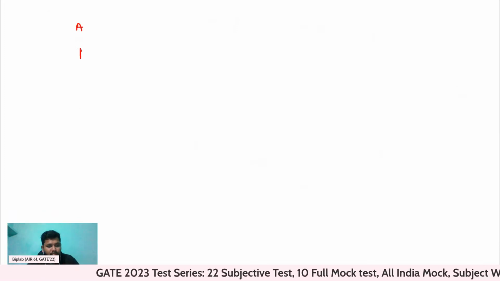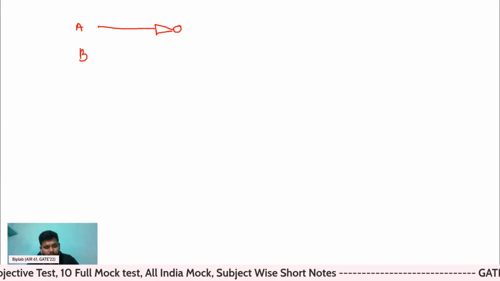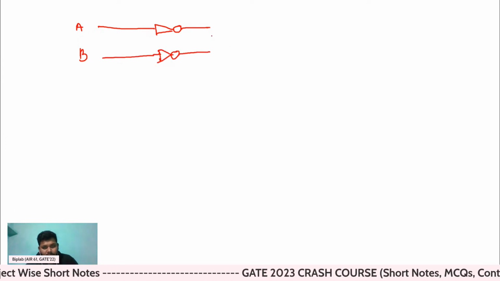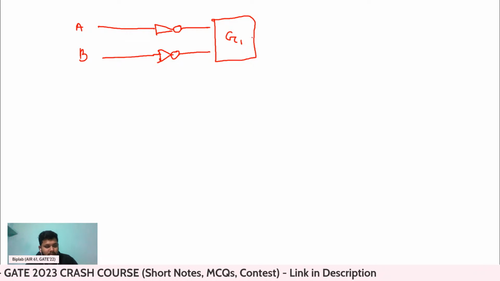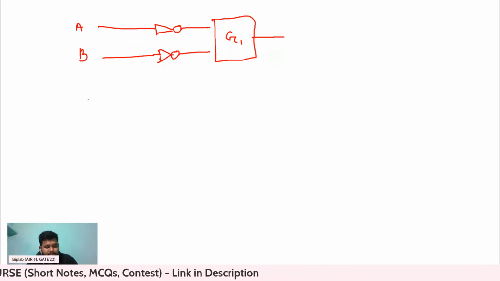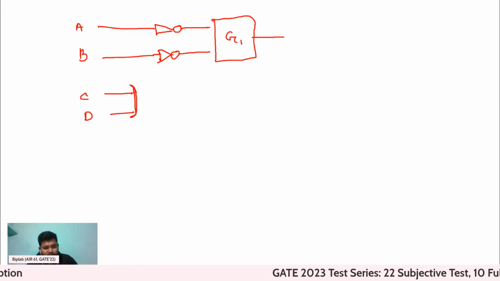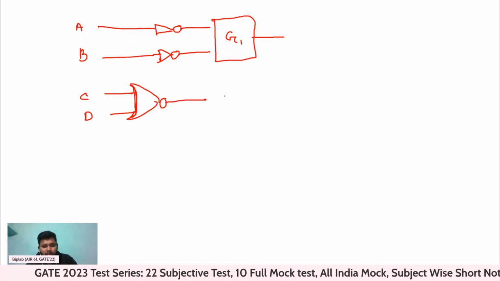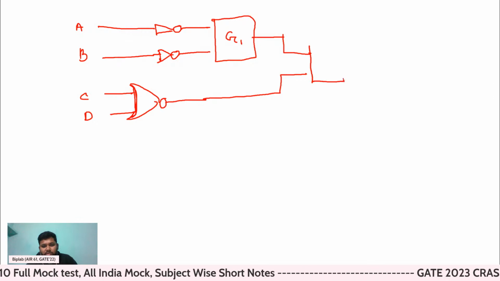Okay. So let's say you have an input A and B, and you have a gate, let's say G1. Now you have C, D, another two inputs which are going through OR and then NOT. That means a NOR gate. You are going to again some G2 gate.